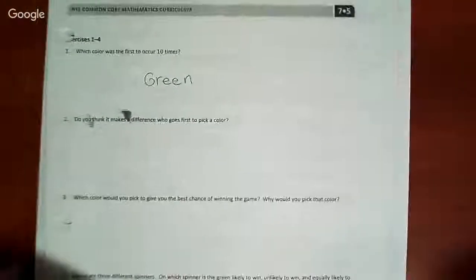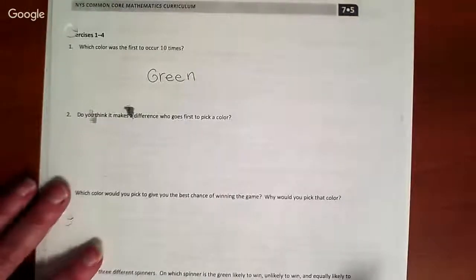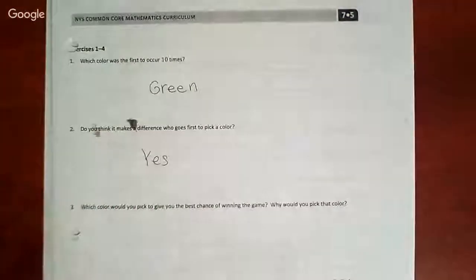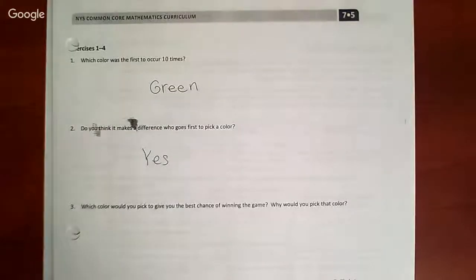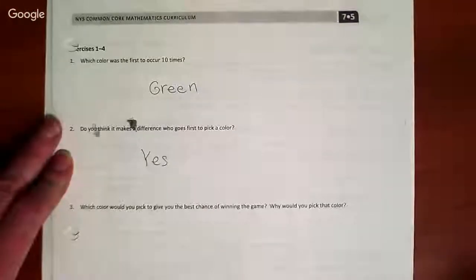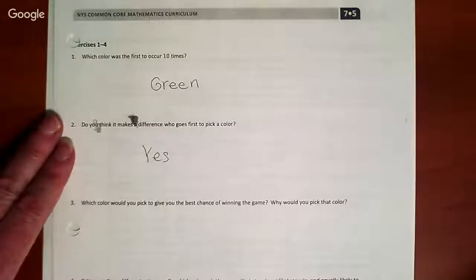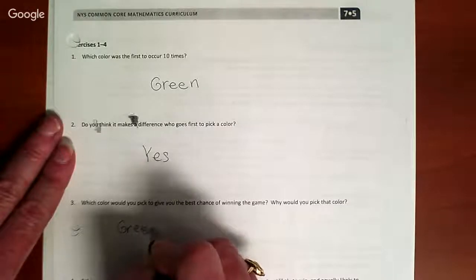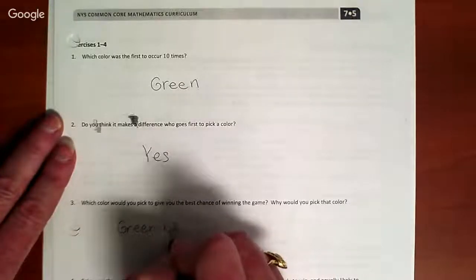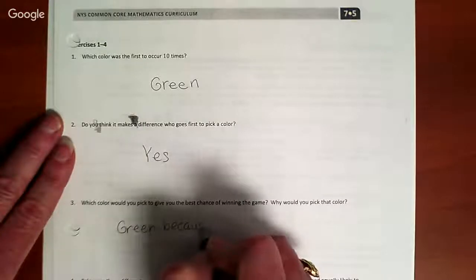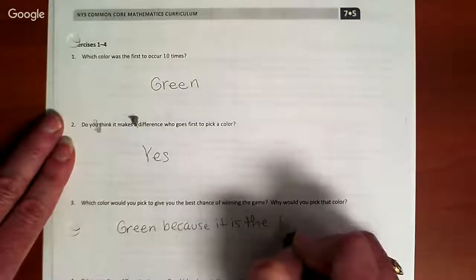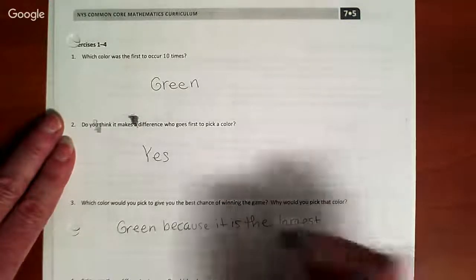Do you think it makes a difference who goes first to pick the color? Answer, yes. Which color would you pick to give you the best chance of winning the game? Green, because it is the largest section.